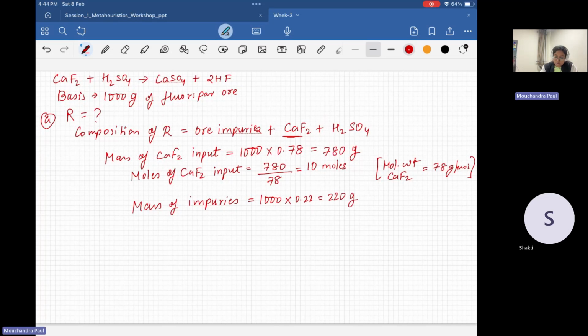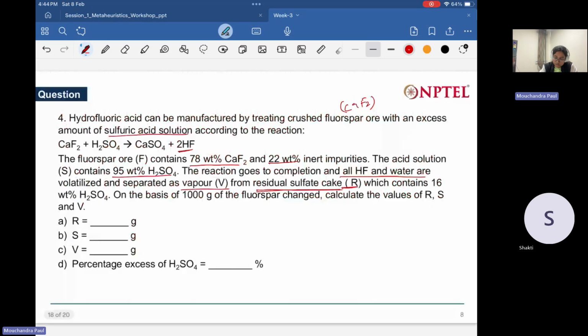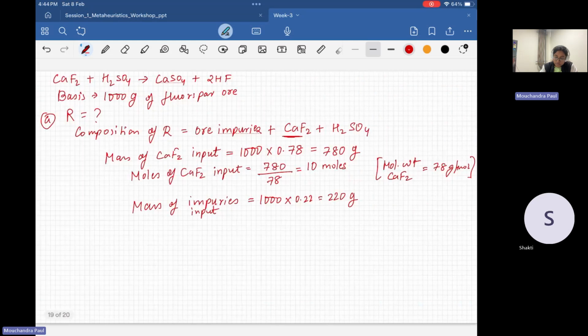All right. Now, this is input. Impurities are inert. It is clearly mentioned. So whatever input mass of impurities there is, that will be the same as the mass of impurities that is coming out. So when I wrote the composition of residual cake, the mass of ore impurities is calculated. It is 220 grams. Right?